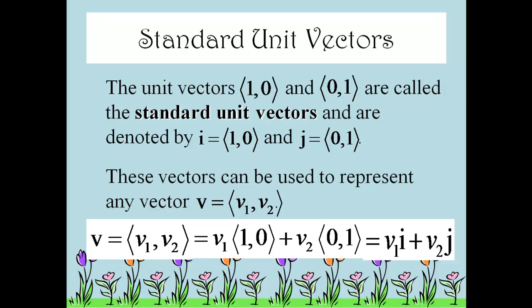So know that if you see this i j, it's not meant to be super complicated. It's basically taking it and writing it in another form. Instead of writing it in component form, we write it in the standard unit vectors, which we call i and j.